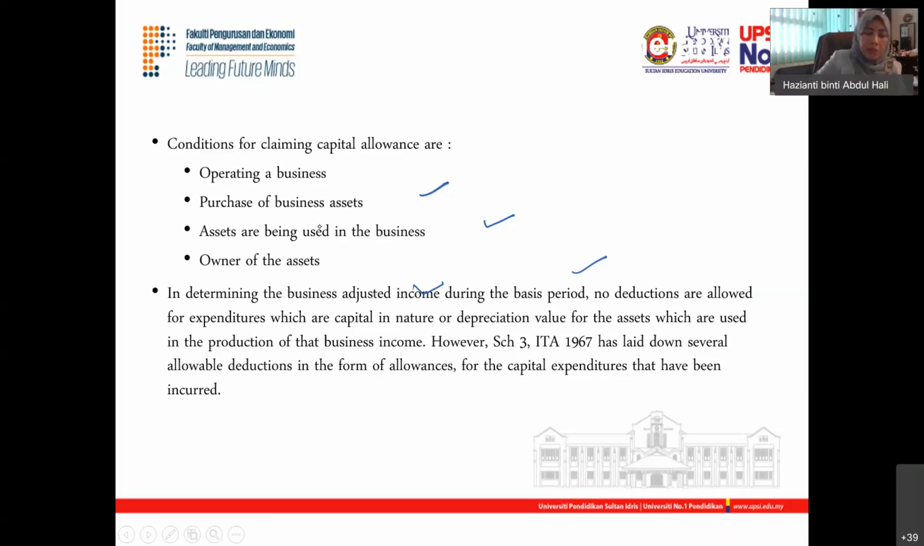Okay, if you have a business, with a van for example, but the van was given by your father as a gift for doing business, so you cannot claim capital allowance. Unless it was gifted in your name. Then you can claim as the owner, then you can claim capital allowance. Okay.